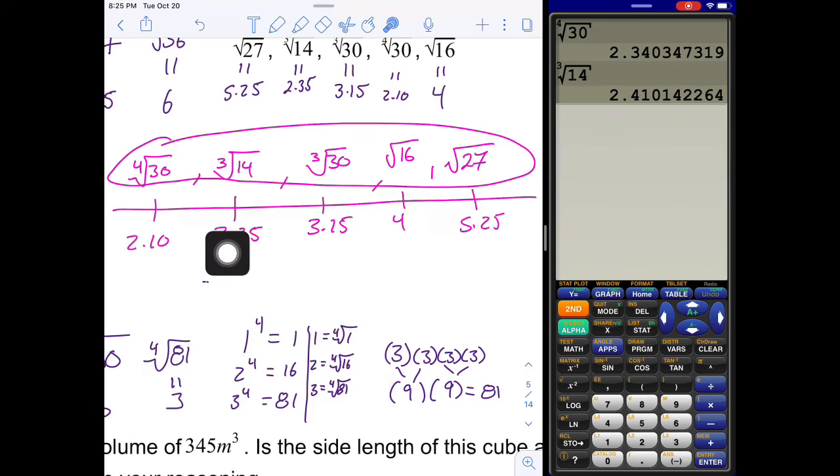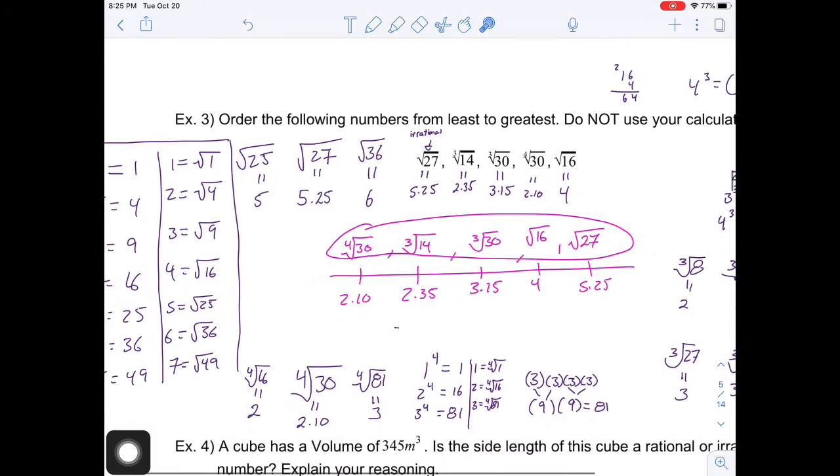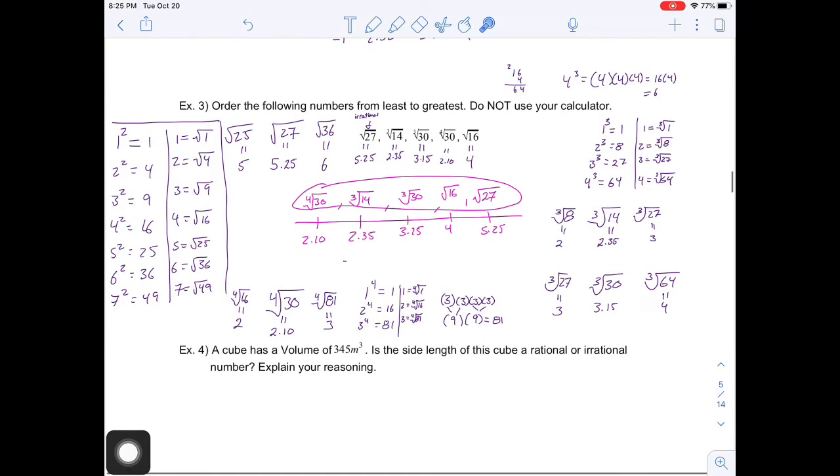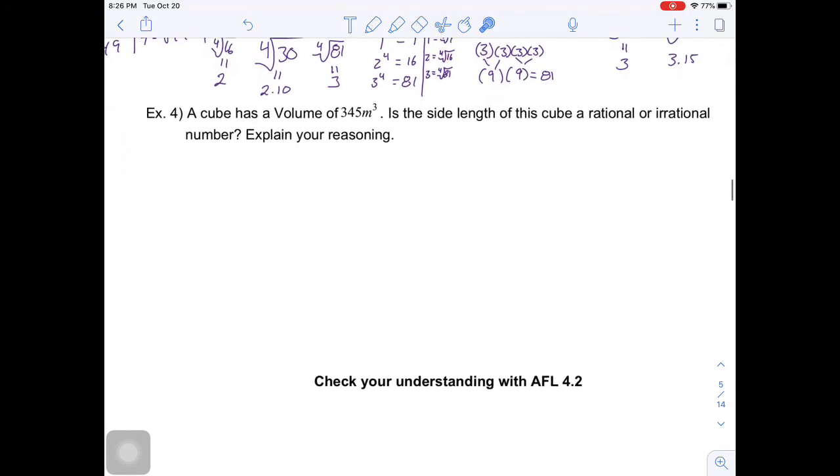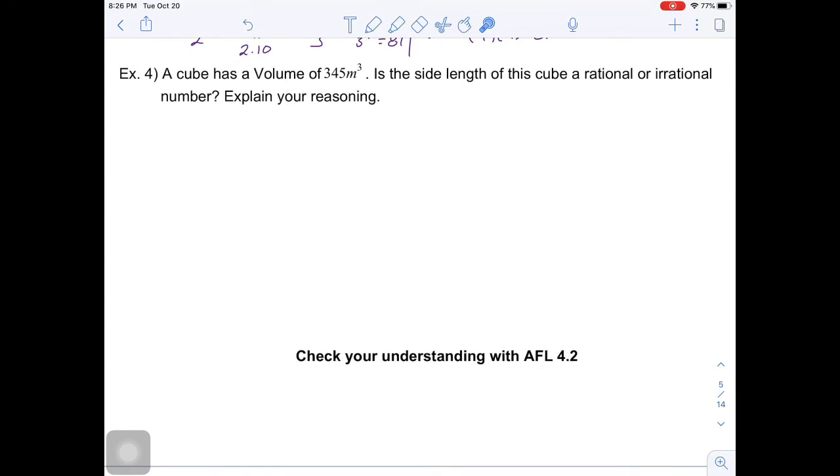4th rooting is a little harder, but recognize that we still ordered it properly. 2.4 was much closer to 2.35. I kind of squeaked that one here. So it's good to always check just to see how you're doing, but recognize I still got this being a smaller number than this number, which is pretty darn good. Okay, so there is example 3. Okay, so you can take a quick picture. If you need to copy some things down, rewatch the video, go for it. Let's do one more. It's example 4.